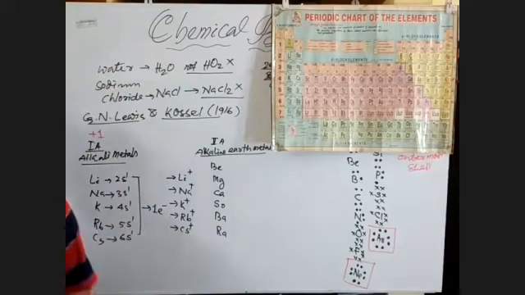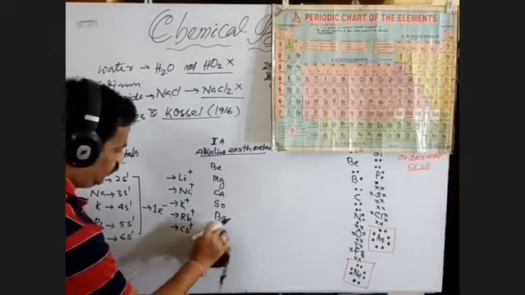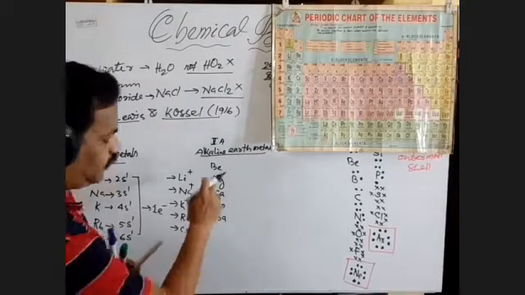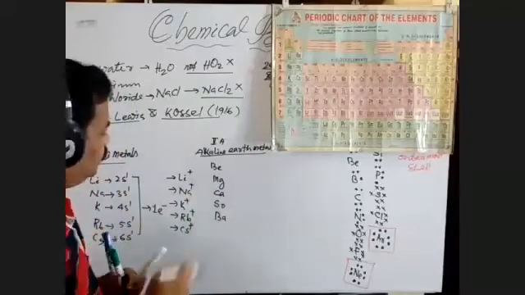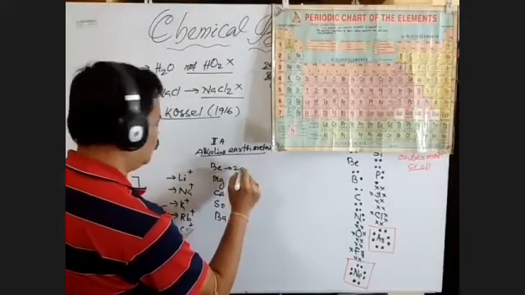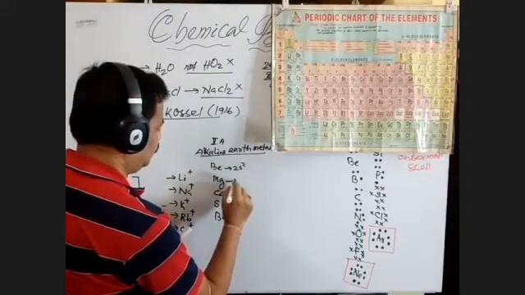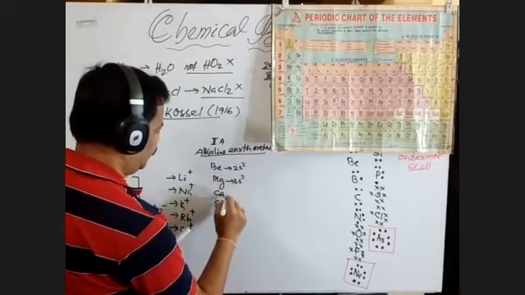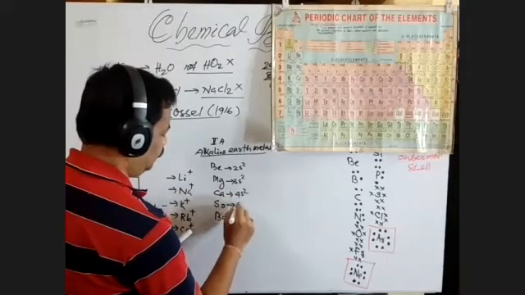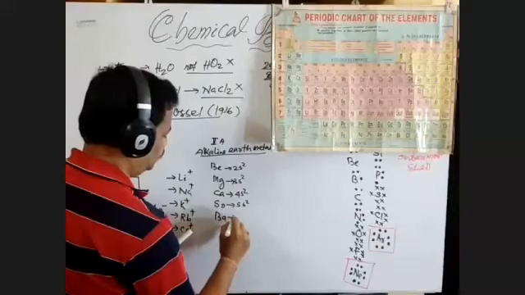Radium is radioactive, so leave out radium, because it is radioactive. Okay. So what is the general outer electronic configuration? The general outer electronic configuration of these elements is, what is that? Now 2s2, next 3s2, next 4s2, next 5s2, next 6s2.